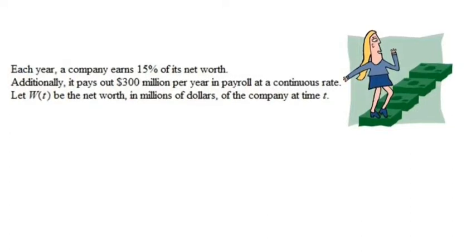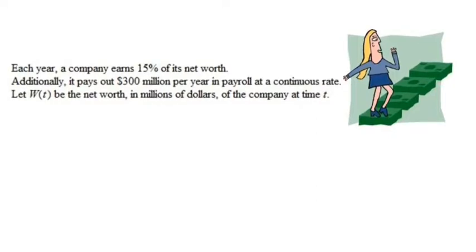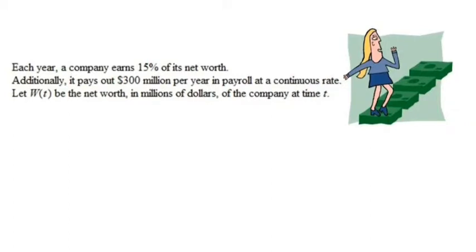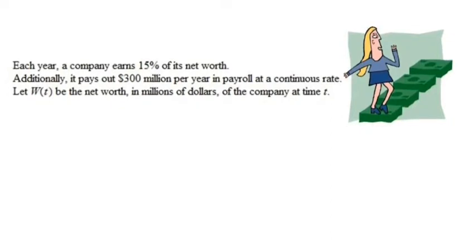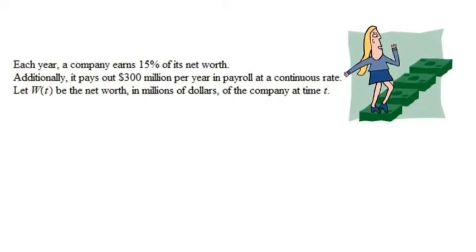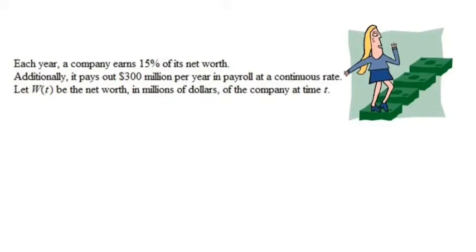Each year a company earns 15% of its own net worth, okay? And additionally, it pays $300 million per year in payroll. We're going to assume a continuous rate, although my own personal reflections are I don't get paid continuously. And so we're going to let W of T be the net worth in millions of dollars, just measure everything in millions of dollars. And so the first thing you want to do is find an initial value problem that describes this phenomenon.